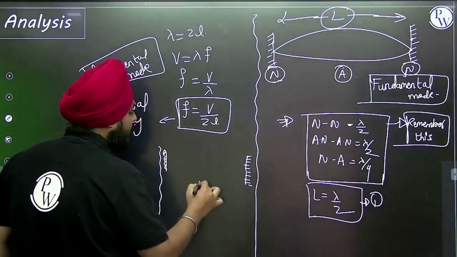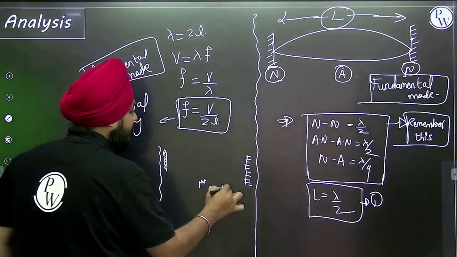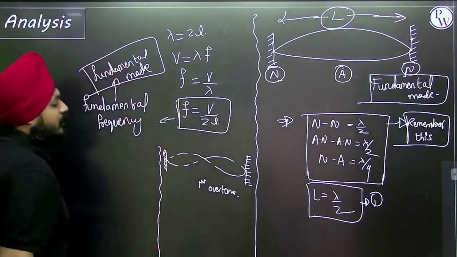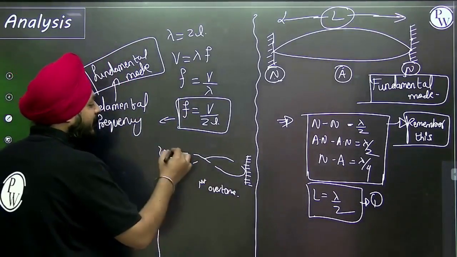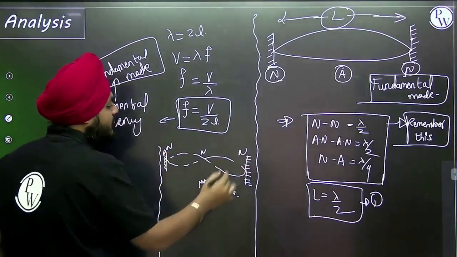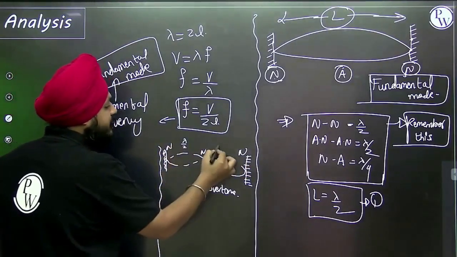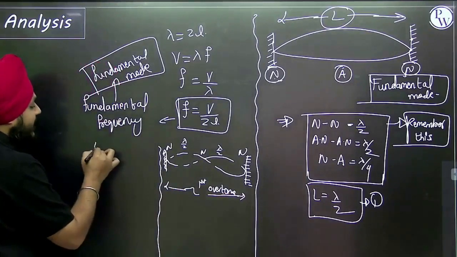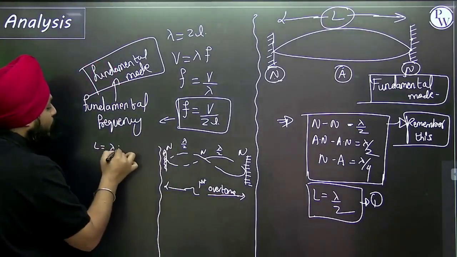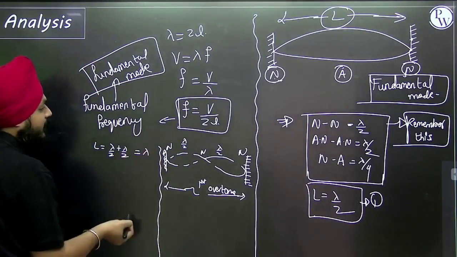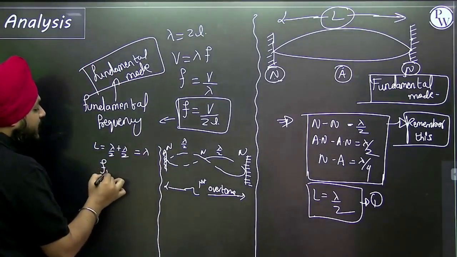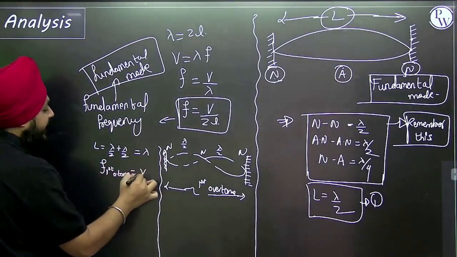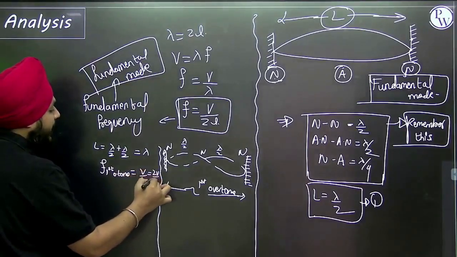Suppose we are talking about the first overtone. It is like this. Again, this is a node, this is a node, this is a node. The distance between two nodes is lambda by 2. Can I consider this as the length of the string? Yes. So in this case, the length is equal to lambda by 2 plus lambda by 2, that is equal to lambda. So the frequency of the first overtone we are getting is V by L, or 2V by 2L.